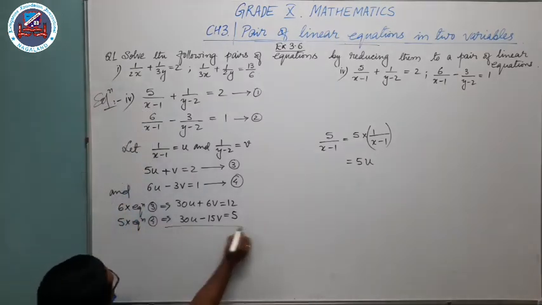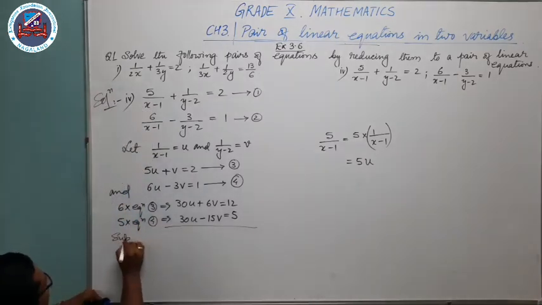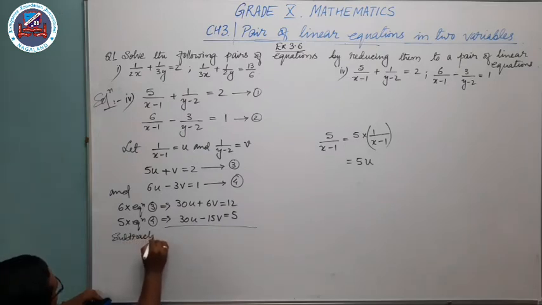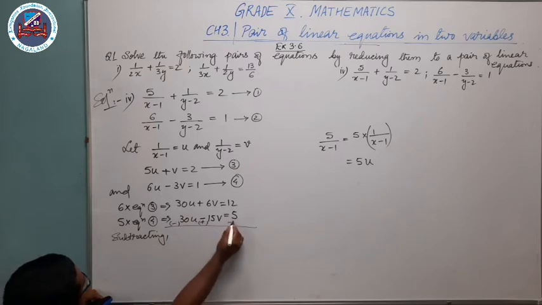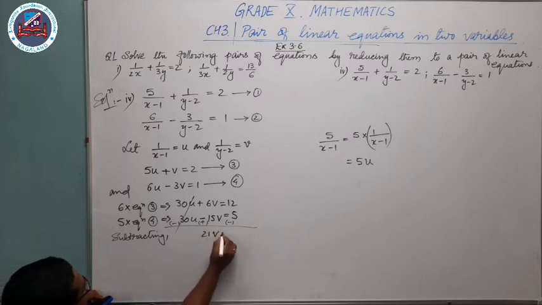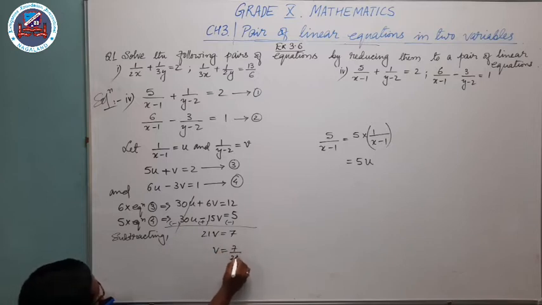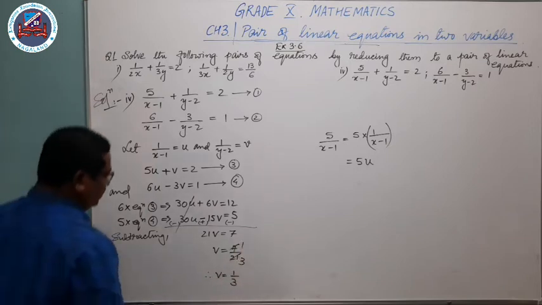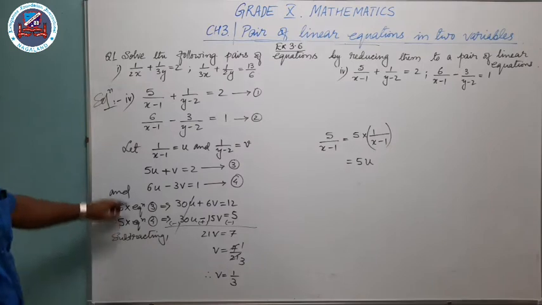Subtracting: minus, this will become plus, this will become minus, cancel it. 6 plus 15 is 21, v is equal to 12 minus 5 is 7, v is equal to 7 by 21. 7 3 times, 7 1 time, so v is equal to 1 by 3. Then put the value of v in equation number 3.